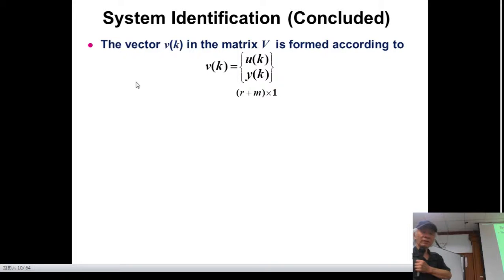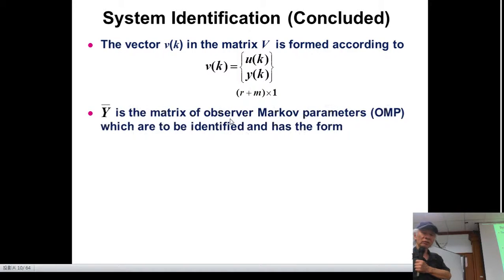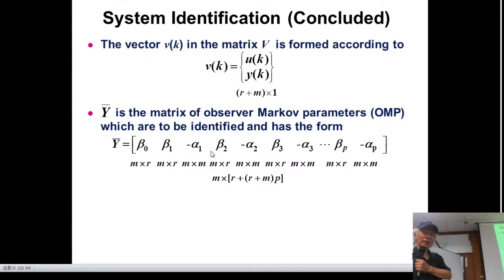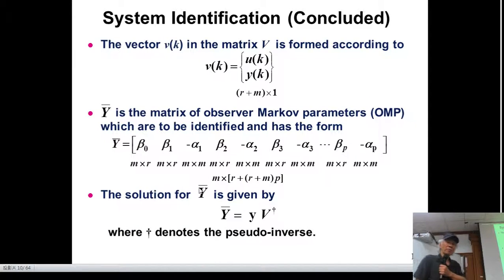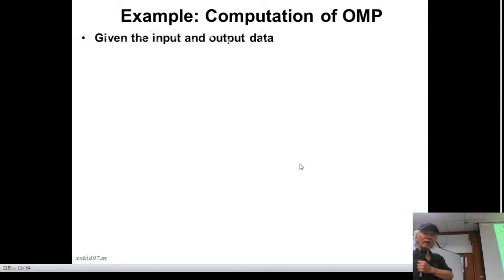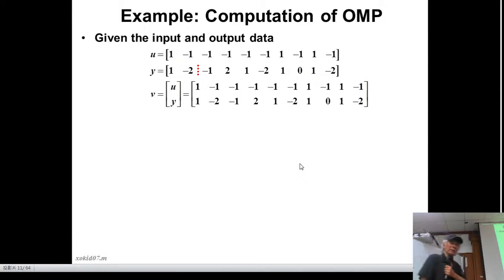Then we can have v, I call v equal to u, k, y, k, the small v. And finally, we'll be able to solve y bar equal to that alpha. This y bar is all the parameters we want to solve. Okay, and then here I add one more example. That's an example.